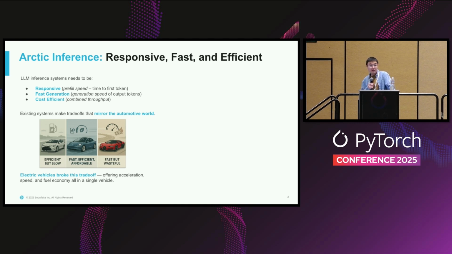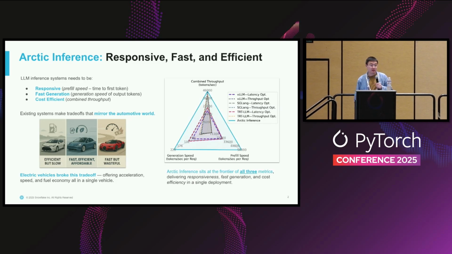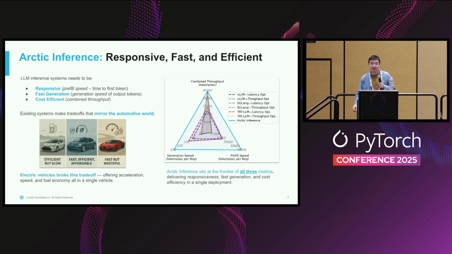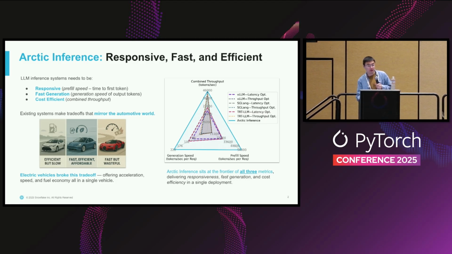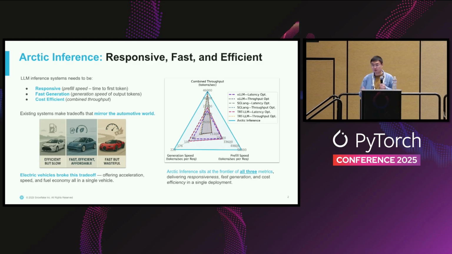An analogy that we like to use is how gas cars can be either efficient but slow or fast but wasteful. And it wasn't until electric cars came along and were popularized that this trade-off was broken. So the ambition of Arctic Inference is to be the electric car of LLM inference systems, which means offering a high degree of cost efficiency, offering high generation speed, and offering fast responsiveness all in one system.